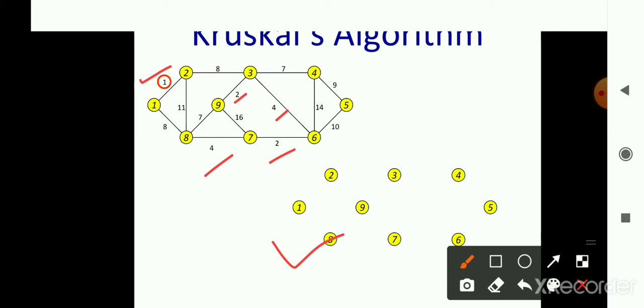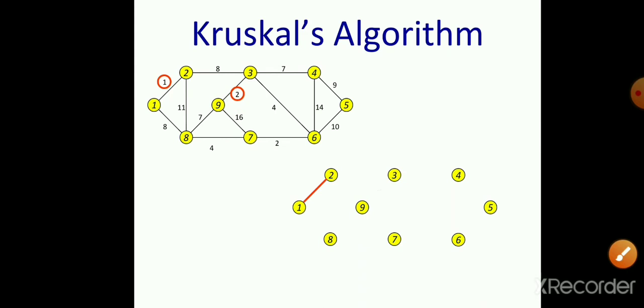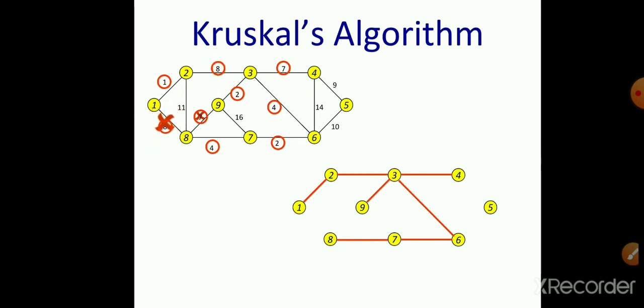Always start with the vertices, and then you add each and every edge which has the minimum cost into our tree. But remember, there should not be any cycle. So this is our final spanning tree. And what is the cost of the spanning tree? That will be the addition of all these edges' costs. That is the total cost of this spanning tree. So that is Kruskal's algorithm.